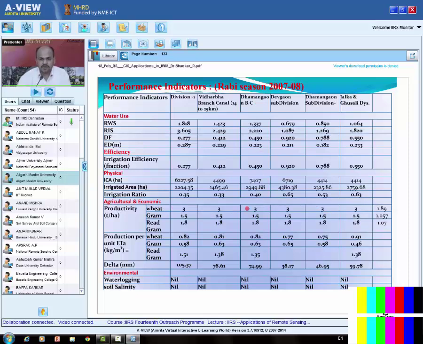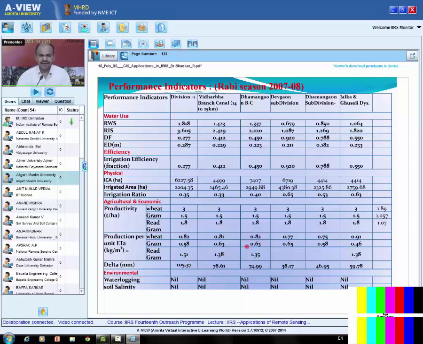So these people or these divisions have to elevate this. They have to irrigate more of the area, so their efficiency will increase, their irrigation ratio will increase, and all these indices will come up so that the overall performance of that project will be better.